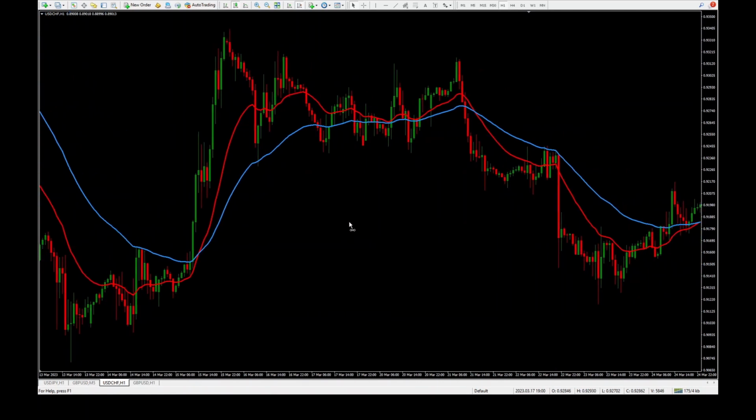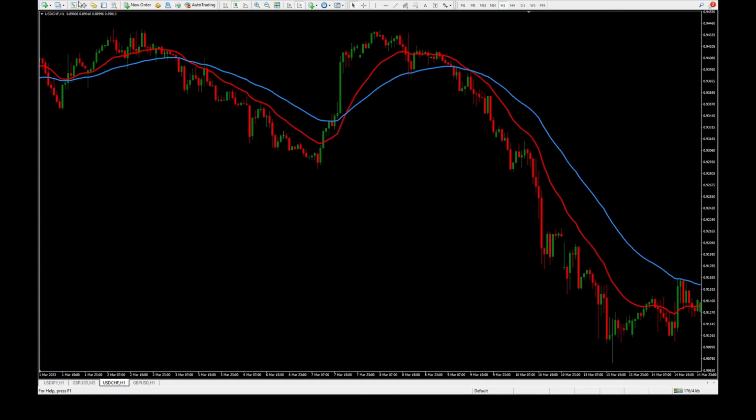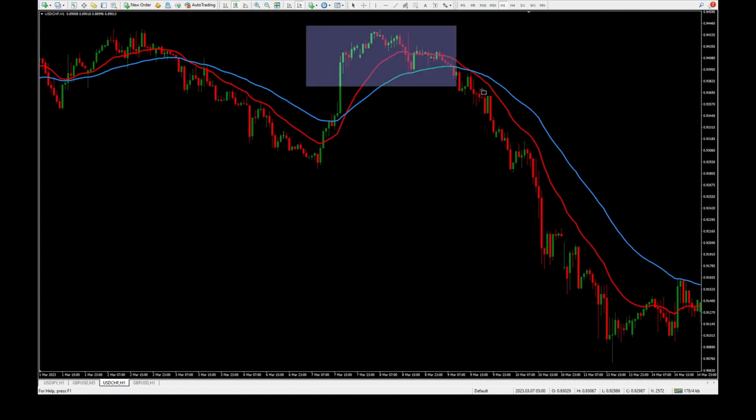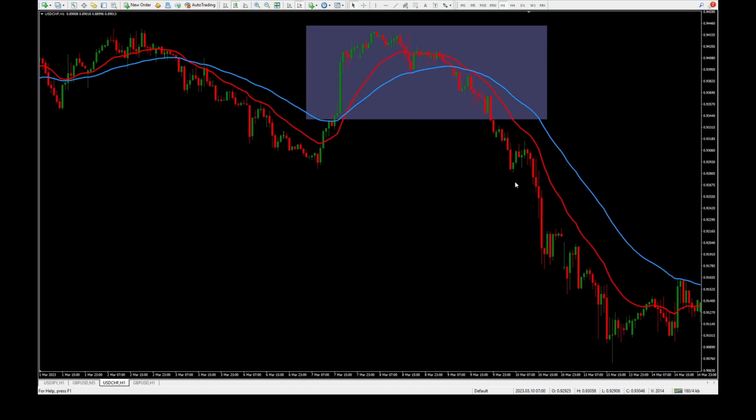One of the most common mistakes that traders make when implementing the exponential moving average cross strategy is to blindly take a position every time the moving averages cross over. This approach involves taking a buy position when the faster moving average crosses above the slower moving average, and taking a sell position when the faster moving average crosses below the slower moving average.